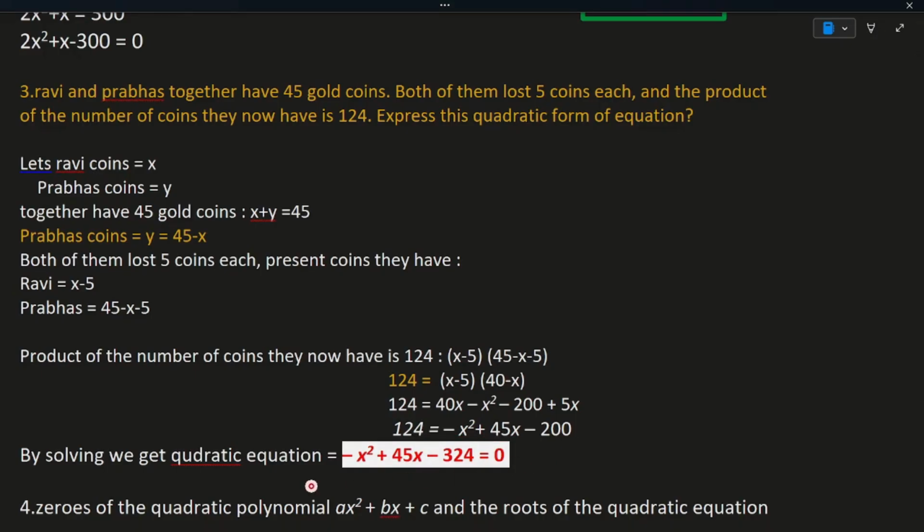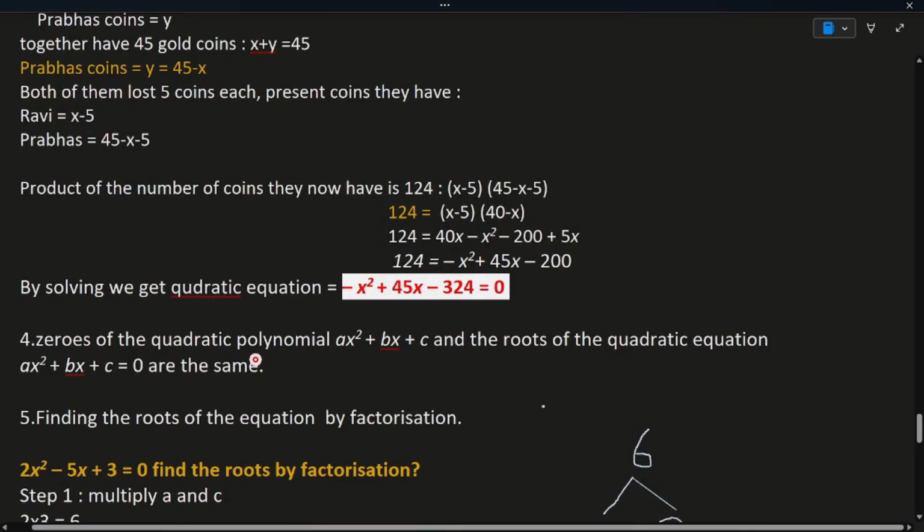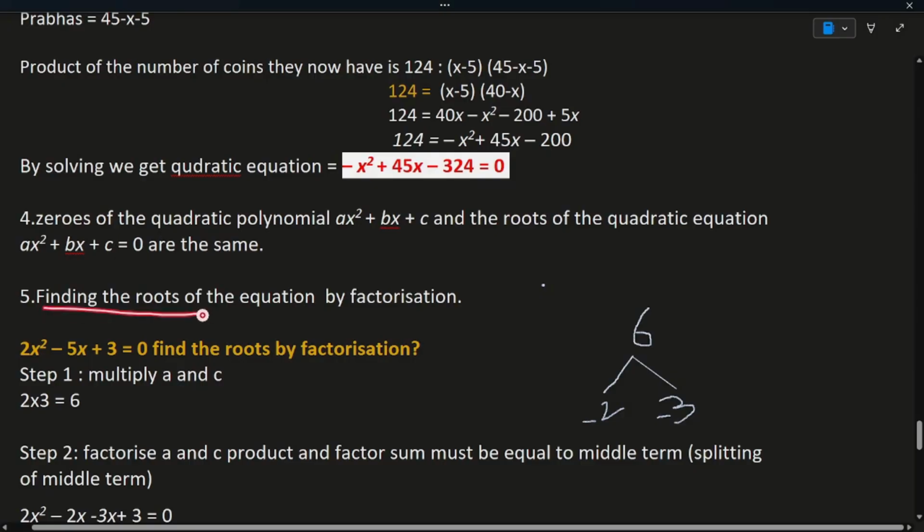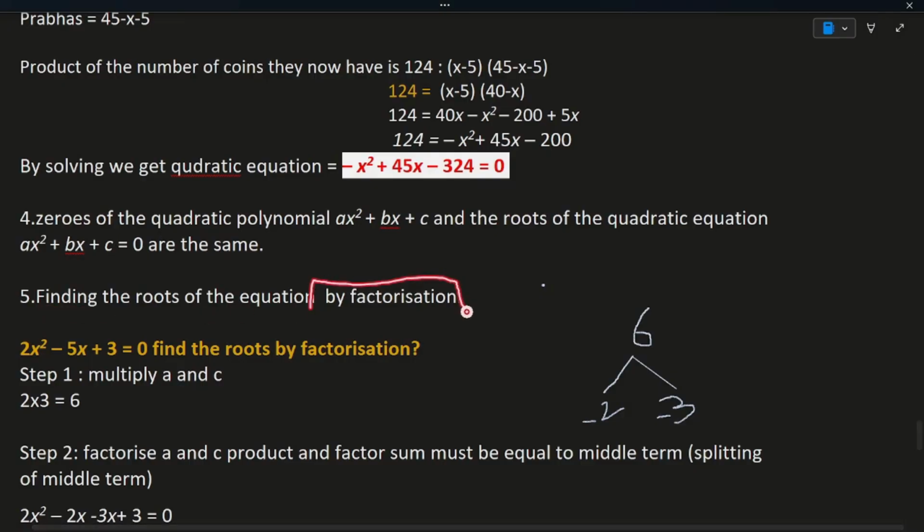By further solving, we will get the quadratic equation in this form. The zeros of the quadratic polynomial and the roots of the quadratic polynomial are the same. The same thing I have explained in the method of finding the roots by factorization. There is a simple method to find the roots of any quadratic equation by factorization. We will discuss it now. For example, 2x square minus 5x plus 3 equal to 0. Find the roots by factorization method.